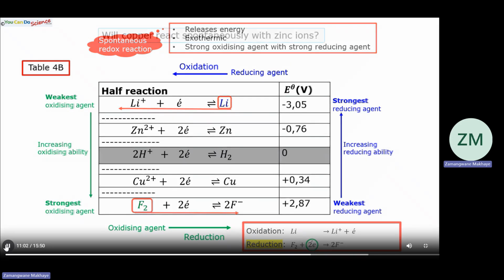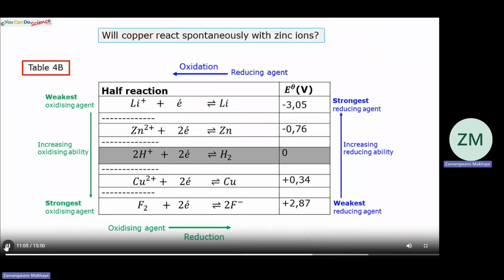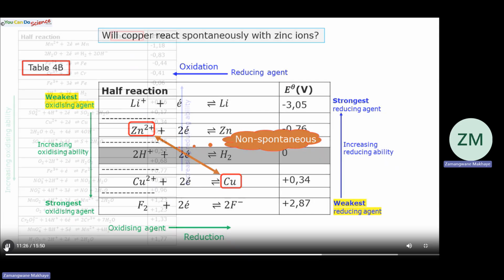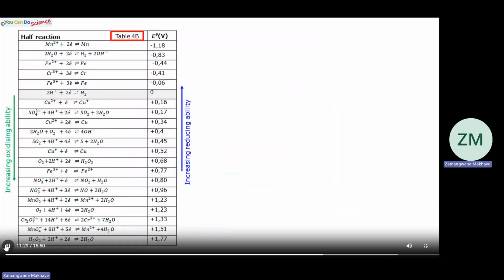Will copper react spontaneously with zinc ions? Look up the substances on the table. Zinc ion is a weak oxidizing agent, and copper is a weak reducing agent. The reaction will not take place spontaneously. Certain substances appear on more than one place on the table, and therefore you must make sure that you mark them all before you can identify the reactions that take place.